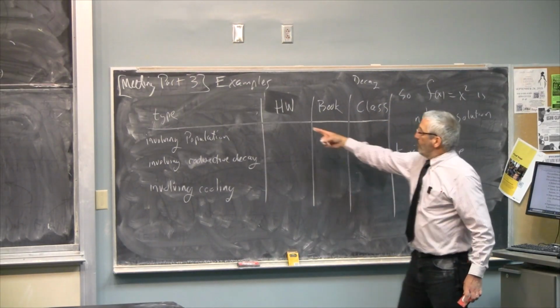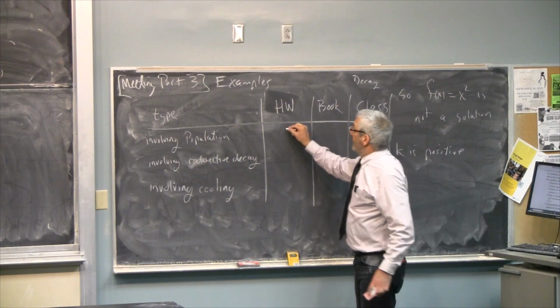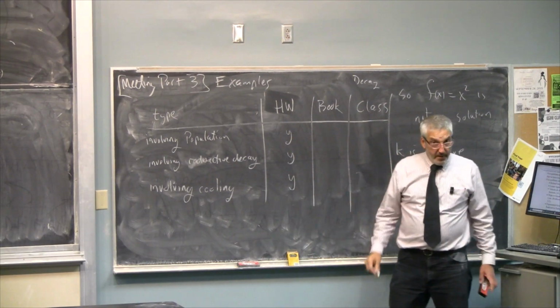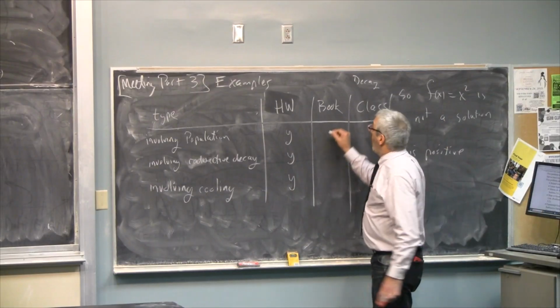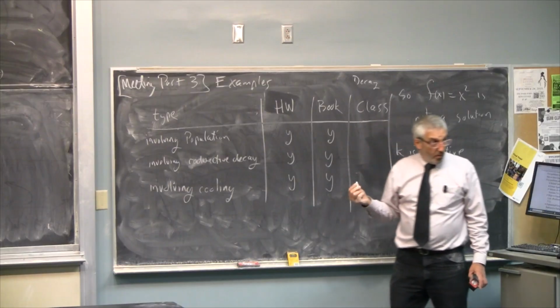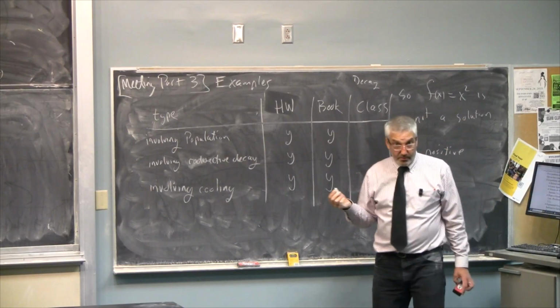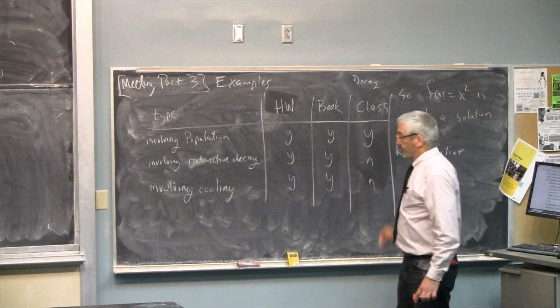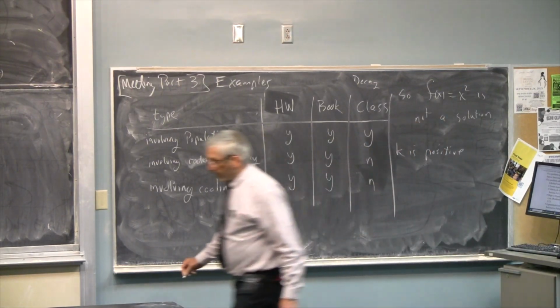All right, so all three of these kinds of examples are in your homework. You've got homework problems about all three of those. And if you look in the book, examples of all three of those kinds are presented really well. So all that I'm going to do in class is the first type. I want to do one involving population.